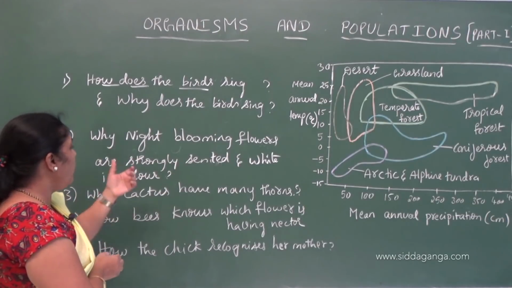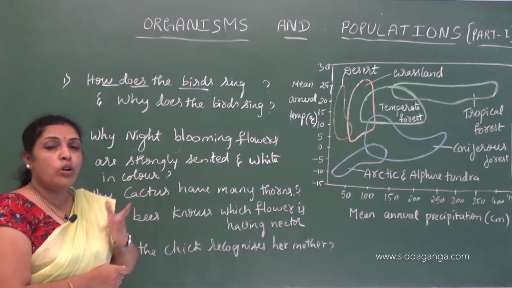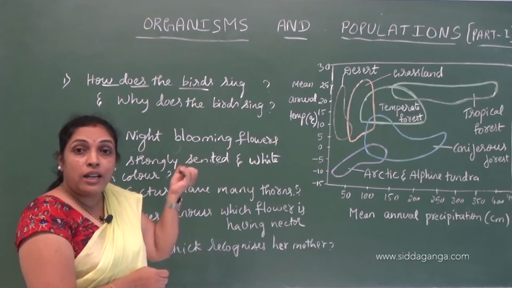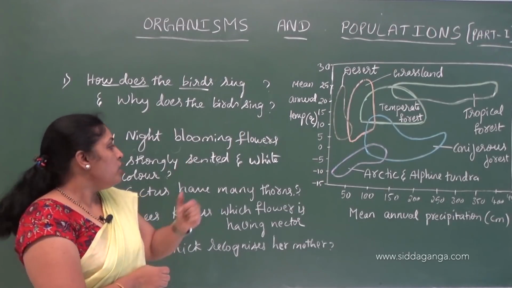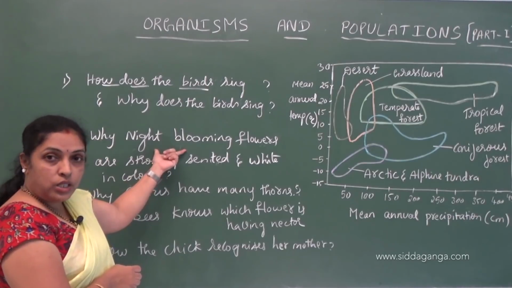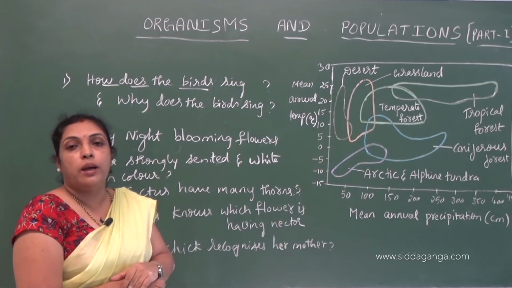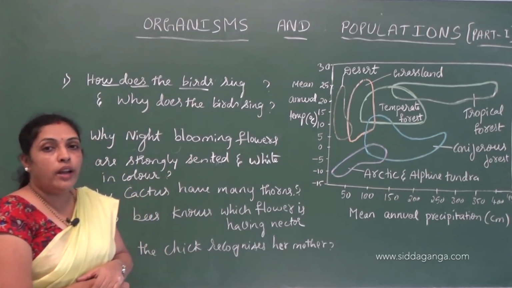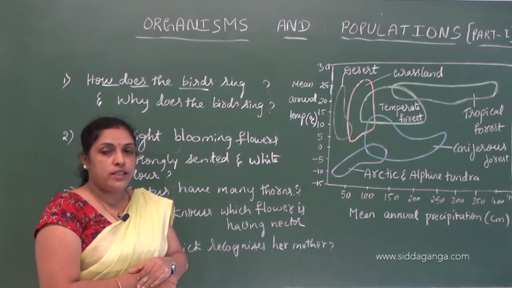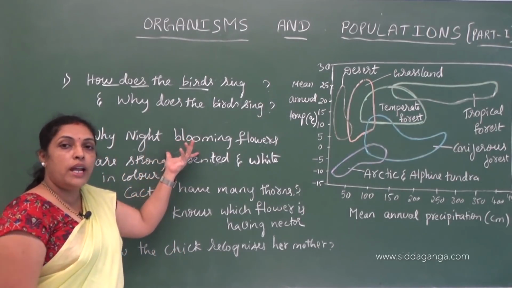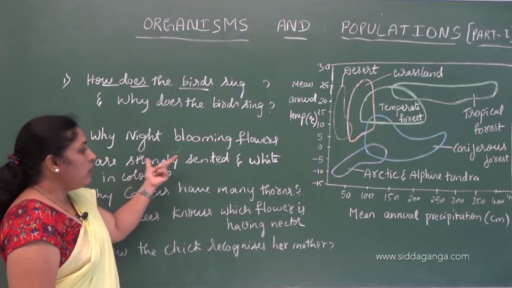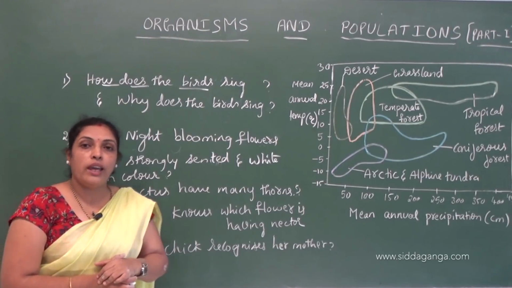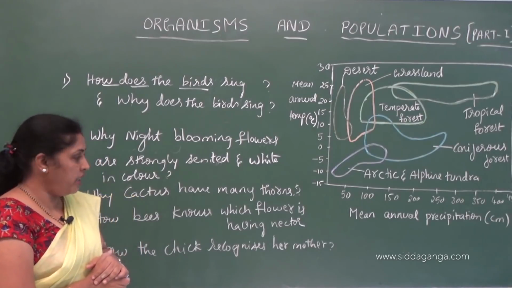And why are night blooming flowers strongly scented and white in color? If they are white in color, they can be easily seen by the insects. Usually these flowers are not pollinated by the bees, but they are pollinated by the night flying insects. As they are pollinated by the night flying insects, that's why they are white in color and strongly scented, to attract night flying insects that help in pollination.